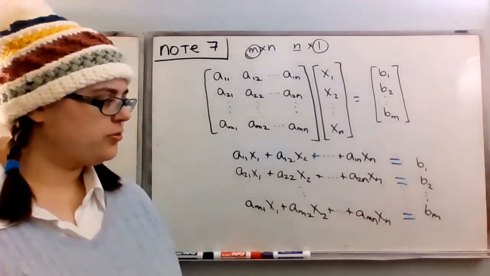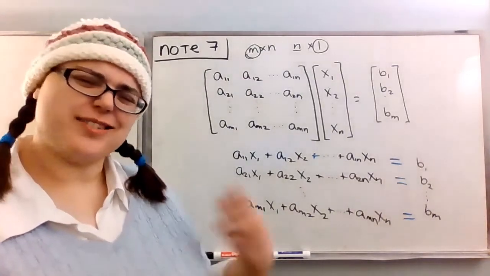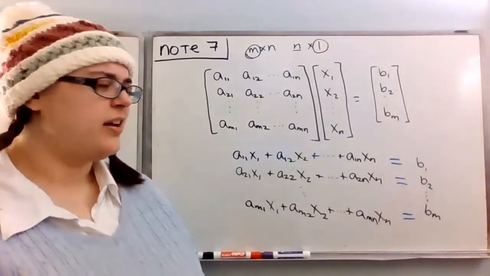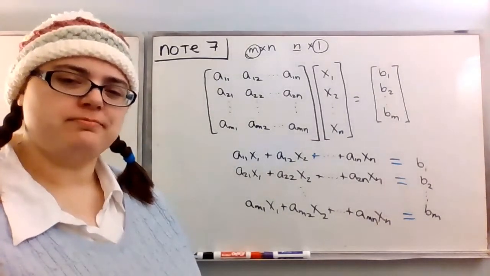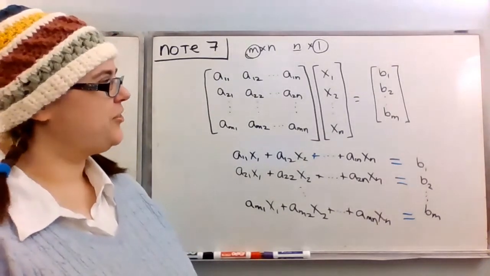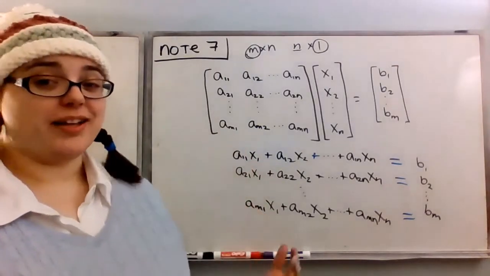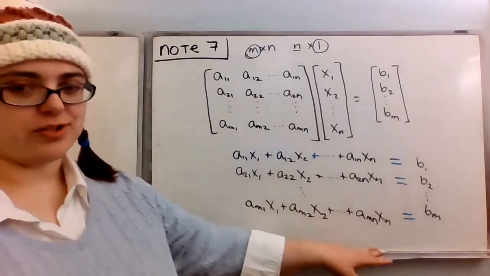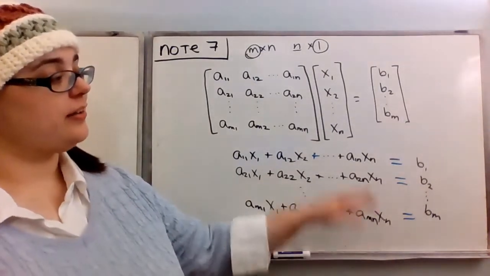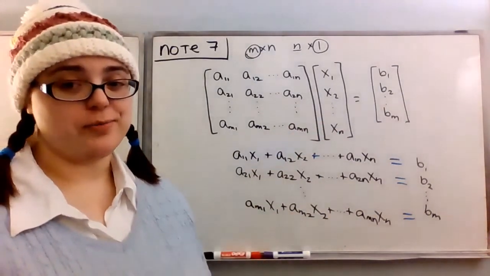And would you say that looks familiar? Sounds like something we've done before in the past? Like a system, perhaps, of linear equations? Yeah. So what note 7 is indicating here is that we can take any system of linear equations and write it in terms of matrix multiplication.